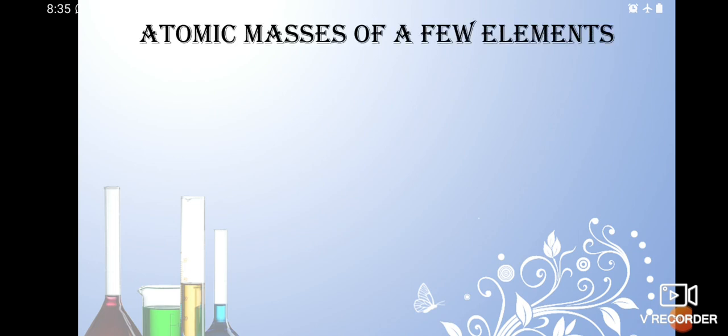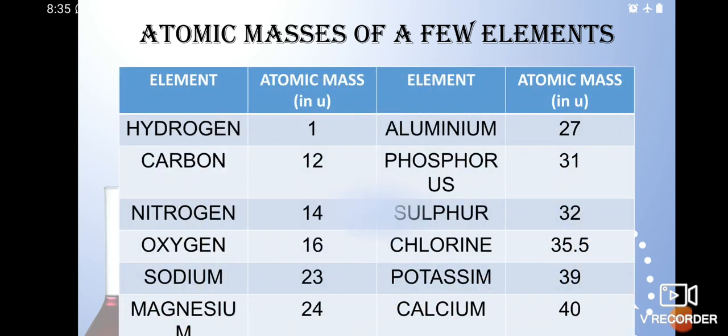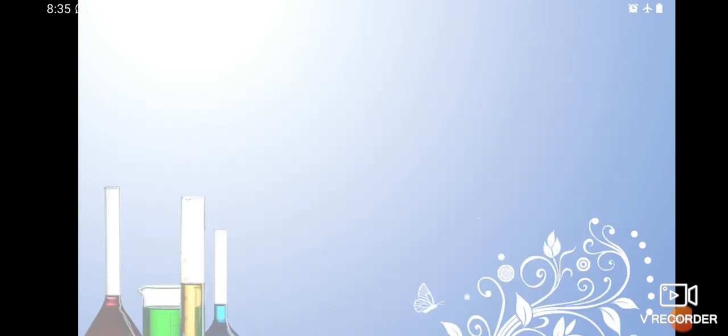So, atomic masses of a few elements. Let us see. Hydrogen 1, carbon 12, nitrogen 14, oxygen 16, sodium 23, magnesium 24, aluminium 27, phosphorus 31, sulfur 32, chlorine 35.5, potassium 39, calcium 40.